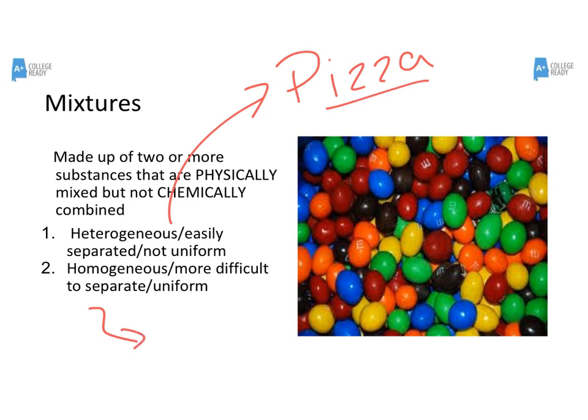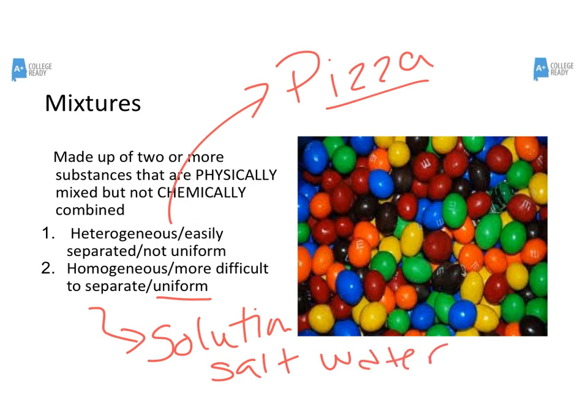A homogeneous mixture is more difficult to separate. Possible, but more difficult to separate. And it has a uniform substance. An example of a homogeneous mixture is a solution of any kind. For example, salt water. Salt water is a solution. It's a mixture of water and salt. Now, we can't reach into salt water and take out the salt, but if we evaporate the water, the salt remains at the bottom. So the salt and water was physically mixed, but not chemically combined.